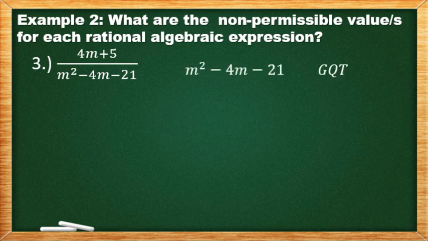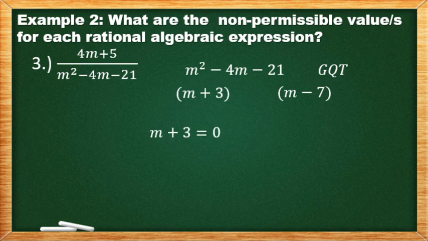So, GQT pa din niya kasi 21 is not a perfect square. And they are factorable using that method. Think of two numbers once you multiply, negative 21. And once you add, negative 4. So, therefore, kasi negative 21 yan, magkaiba yung sign ng dalawa. Tapos, since negative 4 yun, ibig sabihin, yung mas malaking number, dapat negative. And what are those? m plus 3 and m minus 7. Correct.